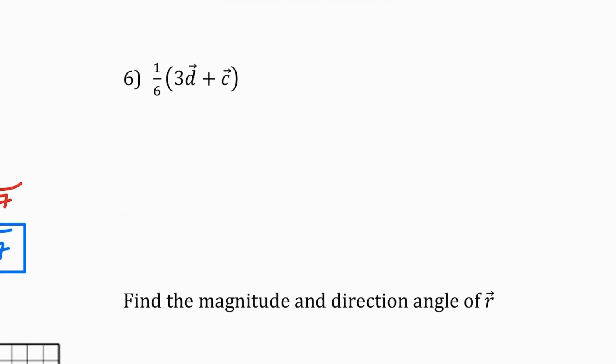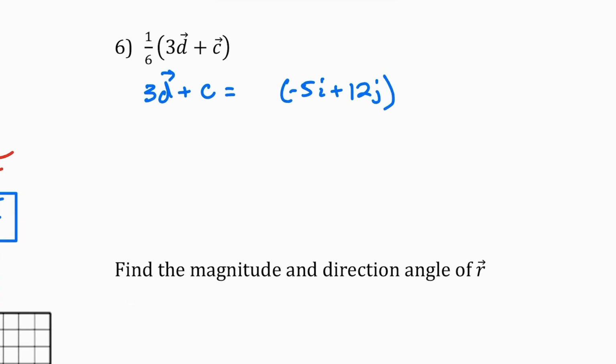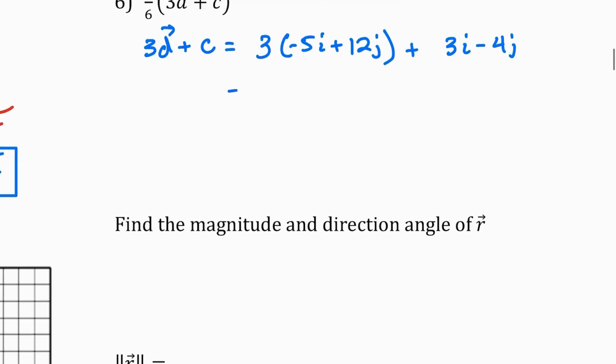Number 6 tells us to do 3 times vector d, add it to c, and then take a sixth of all of that. So just like the order of operations, I'm going to start off with the innermost parenthesis. I'm going to take vector d, and I like doing the sum of two components form when you're doing stuff like this. So vector d is negative 5, 12. Multiply that by 3. And then add it to vector c, which is 3i minus 4j.